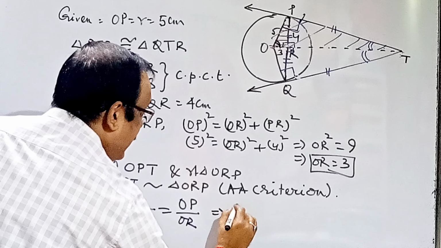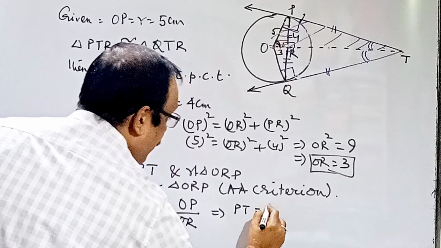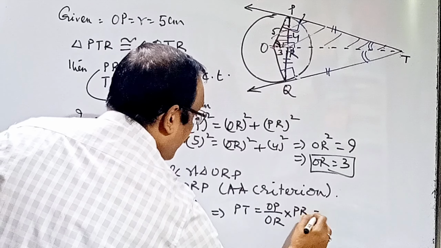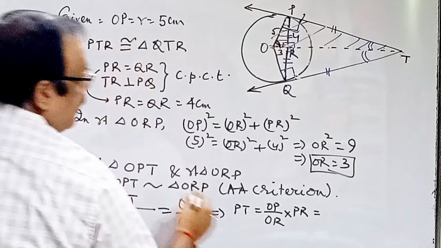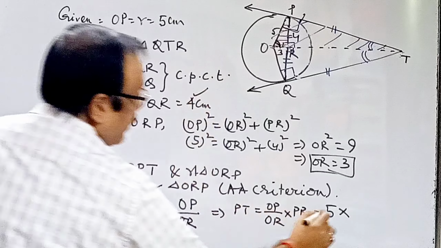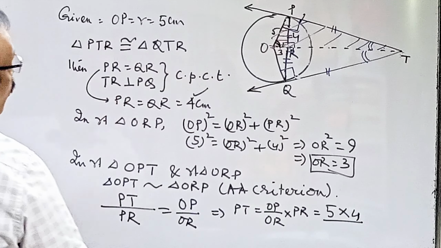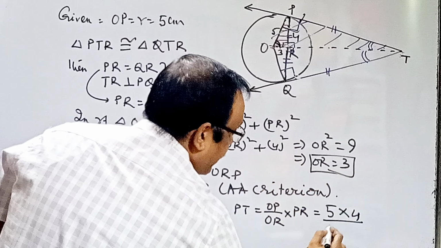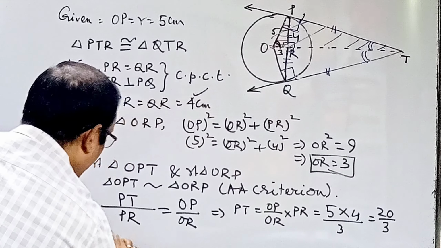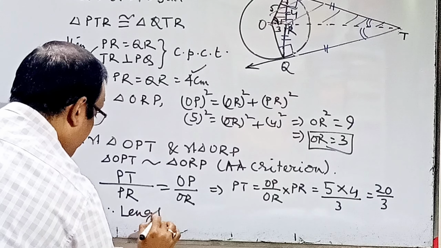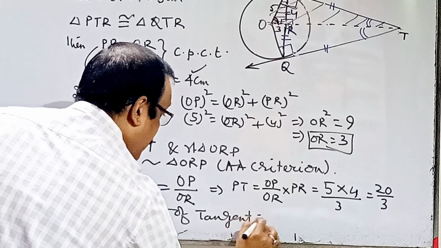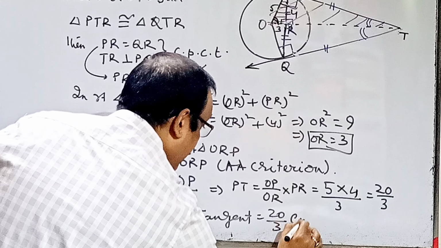So PT is equal to, we'll cross multiply, OP by OR into PR. OP value is given 5. Value of PR we have found is 4 centimeter. Value of OR we have calculated is 3. So this is equal to 20 by 3. Therefore, PT is the length of tangent, so the length of tangent is equal to 20 by 3 centimeter.